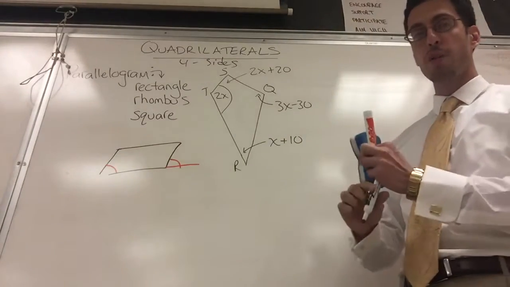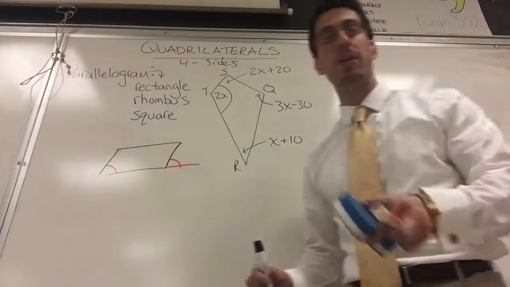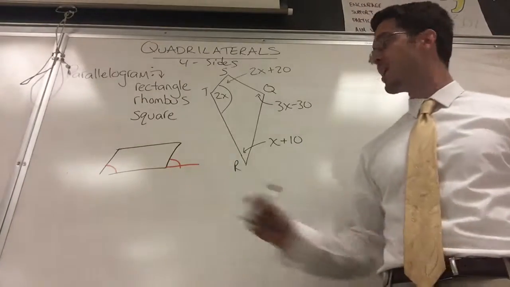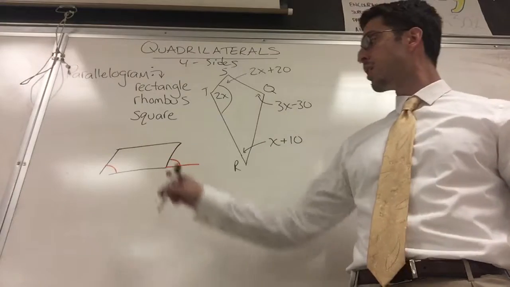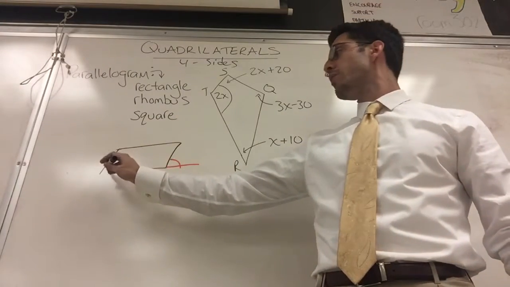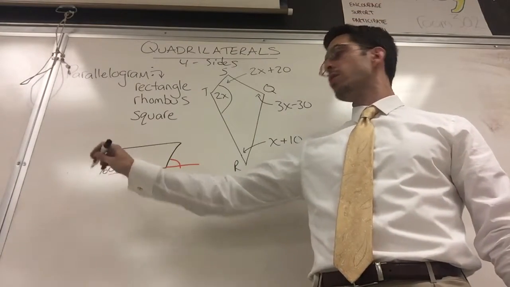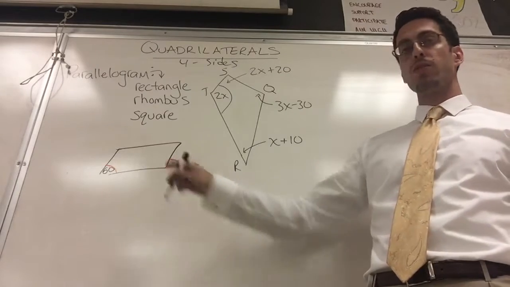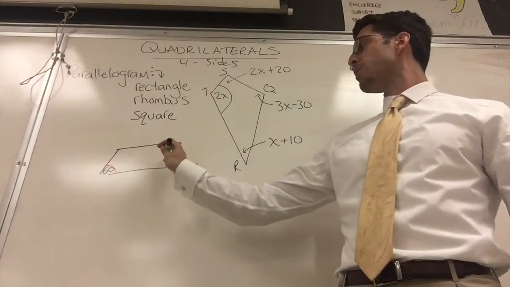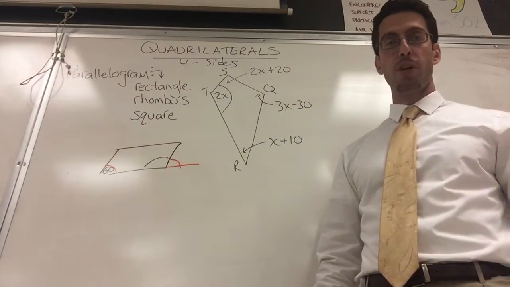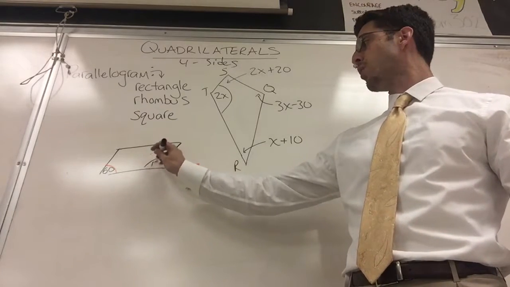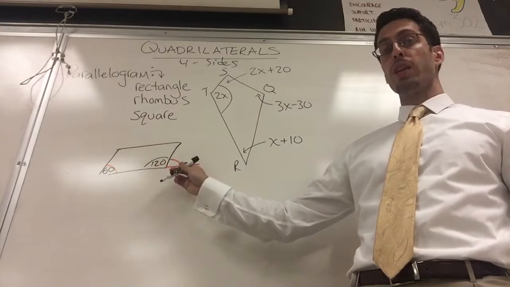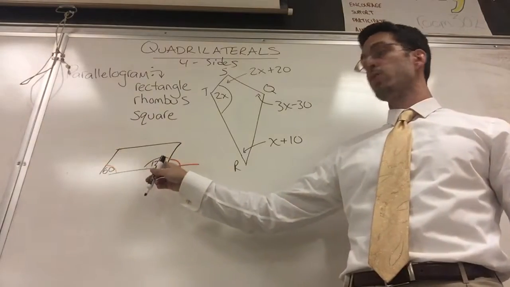That's correct. Corresponding angles. If you saw my video on parallel lines, corresponding angles are congruent. So this is the same as this. So if this was, I don't know, 60 degrees, you can conclude that this is also 60 degrees. What's this one then? That's right. 180 is a linear pair, so 180 minus 60 is 120.